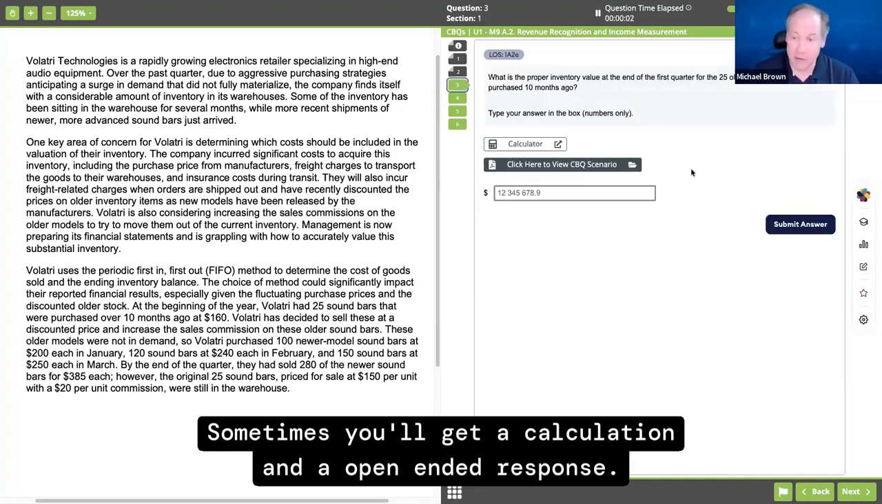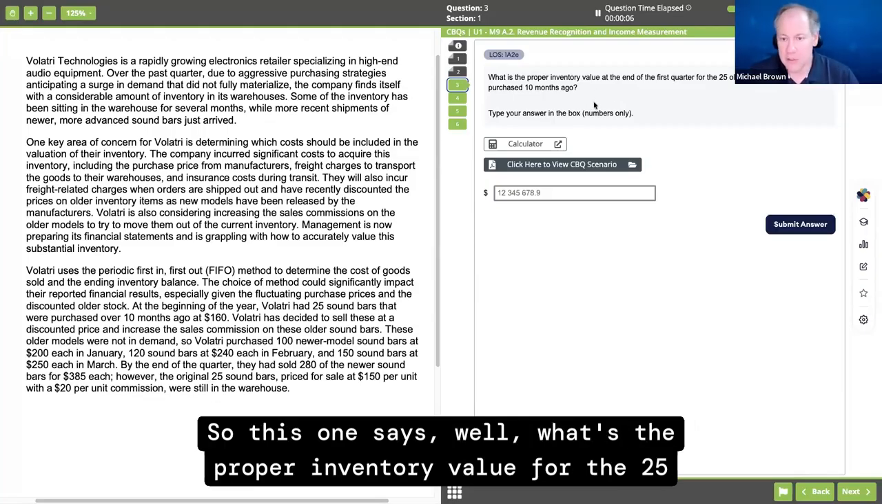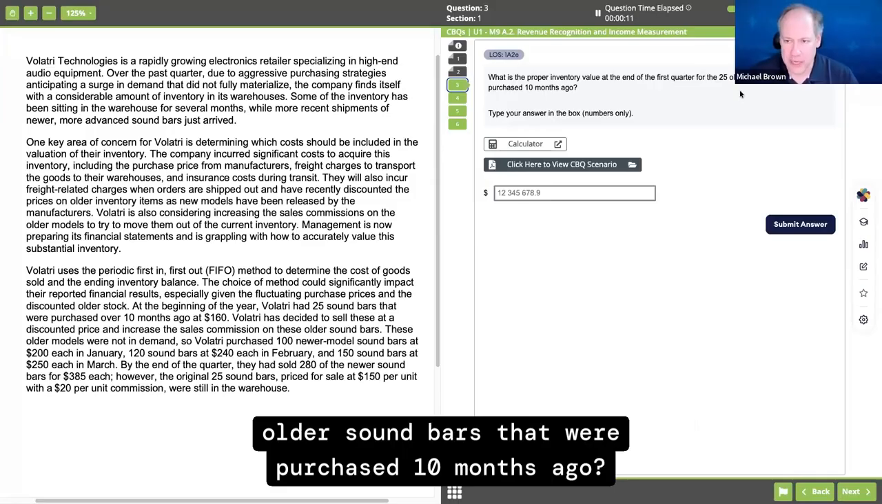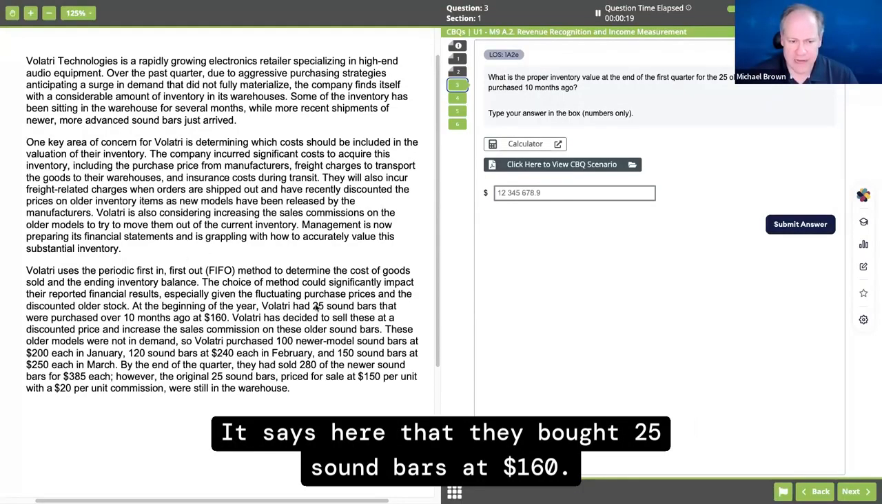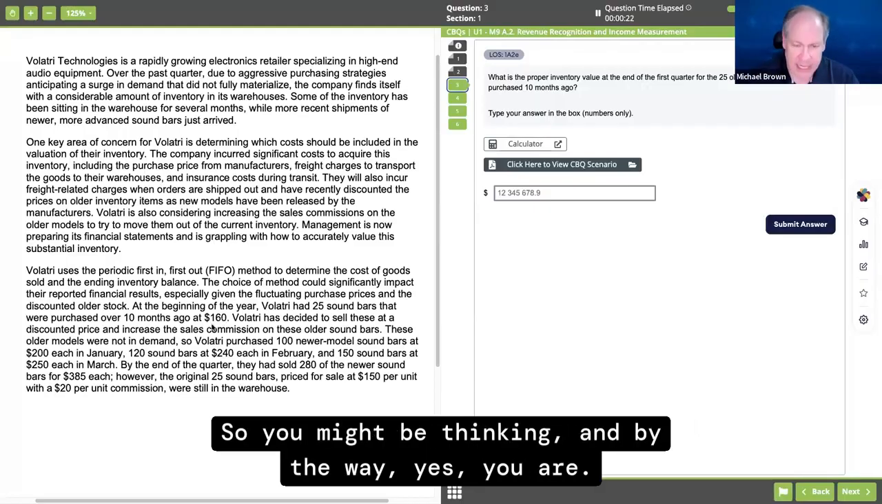Sometimes you'll get a calculation and an open-ended response. So this one says, what's the proper inventory value for the 25 older sound bars that were purchased 10 months ago? Now, at first blush, you go, well, it says here that they bought 25 sound bars at $160.